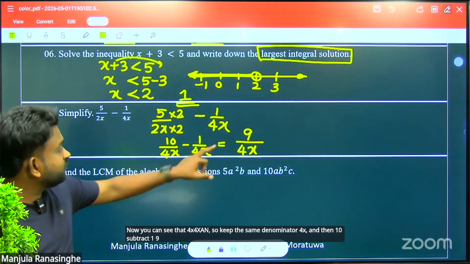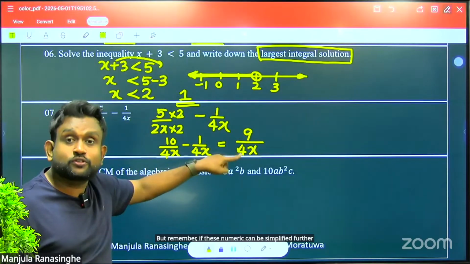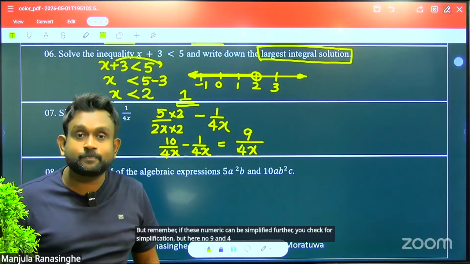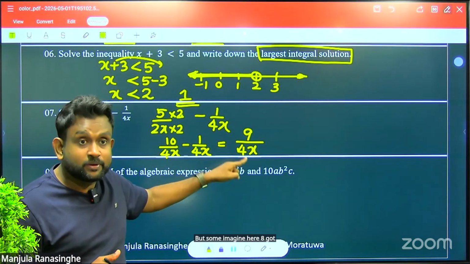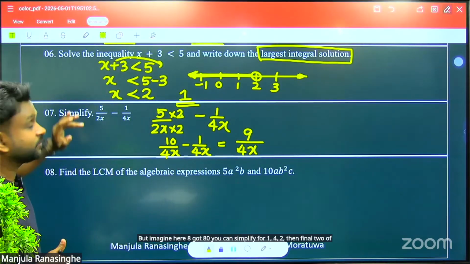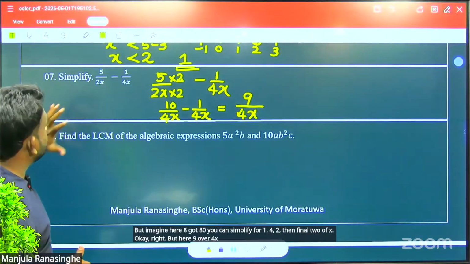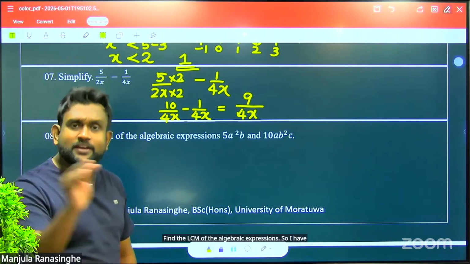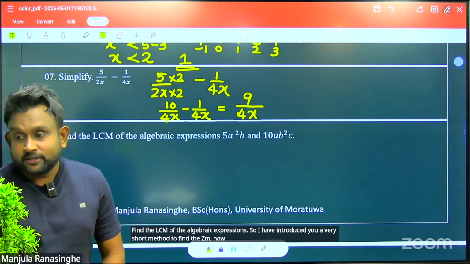But remember, if this numerator can be simplified further, you check for simplifications, but here no. 9 and 4 are not further divisible. But imagine here it was 8 over 4x, 8 and 4 you can simplify. 4 ones are 4, 4 twos are 8, then the final answer is 2 over x. Okay, right. But here 9 over 4x. Right, find the LCM of the algebraic expressions. So I have introduced to you a very short method to find the LCM. How to do it? Right, okay.